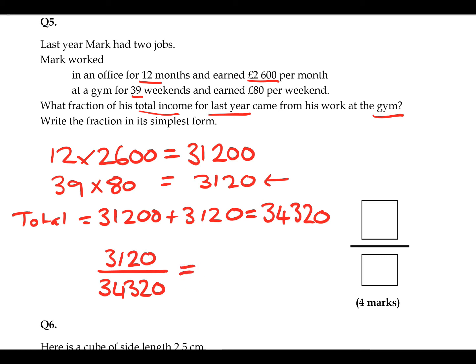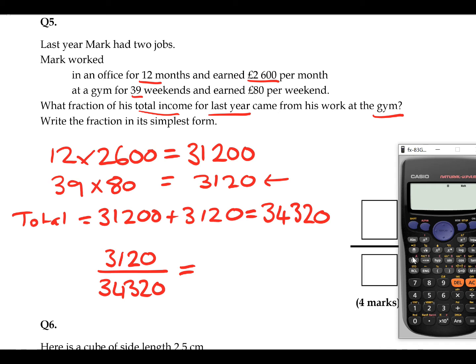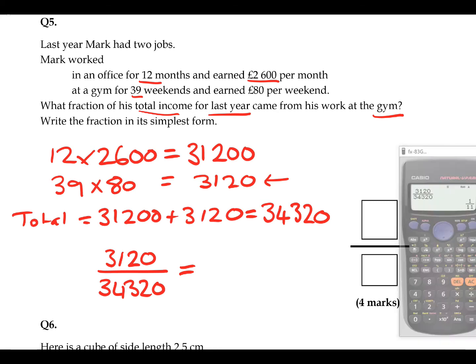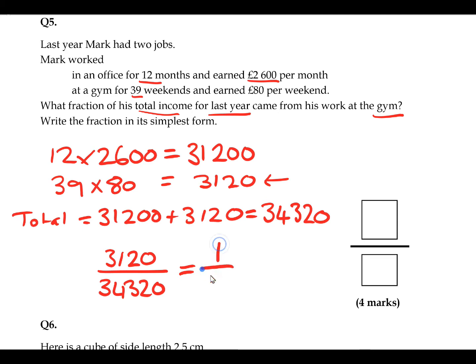All you need to do to simplify this is put it in your calculator. Let me show you. Use the fraction button, put 3,120 on the numerator and 34,320 as the denominator, and just press equals, and look, it simplifies it for you as 1 over 11. So 1 over 11 is the simplified fraction for how much he earns at the gym.